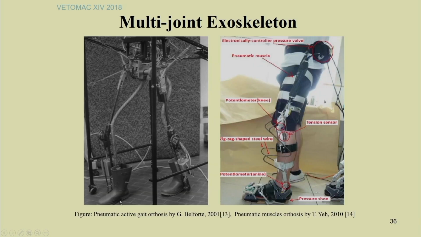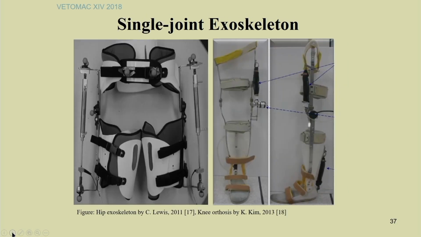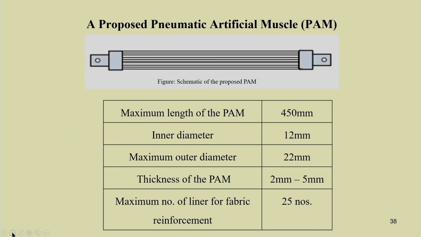So, we have a multi joint exoskeleton. These are the exoskeleton systems where you can use this type of muscle, and it can be single joint or multi joint. Here we are proposing one artificial muscle. Actually, this work is the PhD work of my PhD student Mr. Bhaban Kalita.